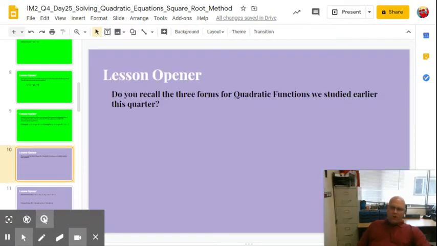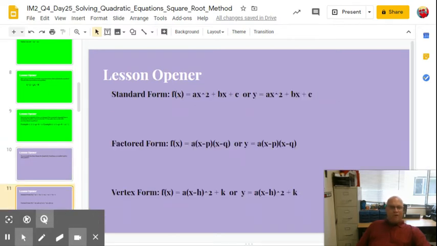So earlier in this quarter, we were studying quadratic functions. And there's three forms that we studied right before spring break and right after spring break. Do you recall the three forms of quadratic functions? So the three forms are standard form, where we have f of x equals ax squared plus bx plus c. We have factor form, f of x equals a times x minus p times x minus q. And vertex form, where you have f of x equals a times x minus h squared plus k. And that's in function notation. We also put it in equation notation. We're using y. y equals those.